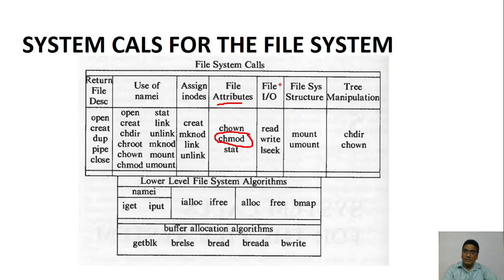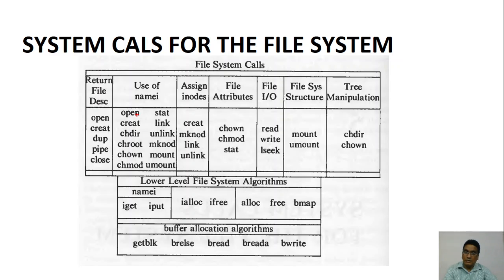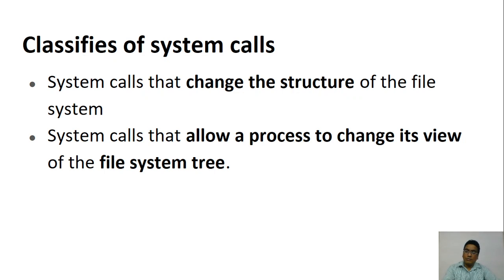There are also the input output file operations, which, whenever used, have to either allocate or deallocate content from the buffer. Like when we try to read, the data is read into the buffer, and when we write, the data is written from the buffer to a particular location. There is also a category of system calls that change the structure of the file system.